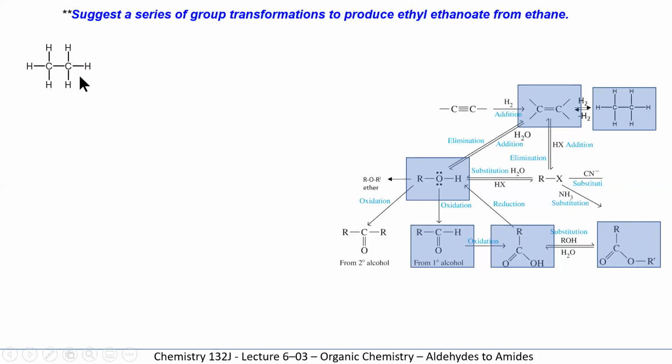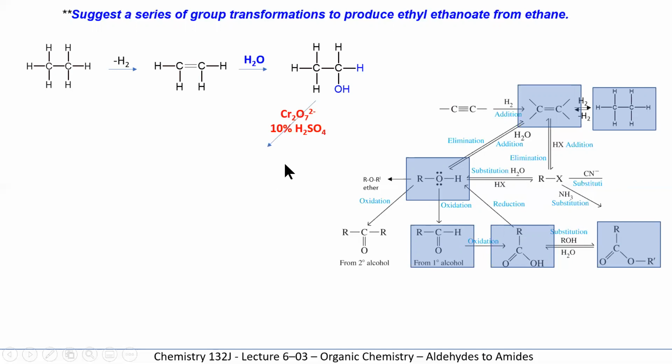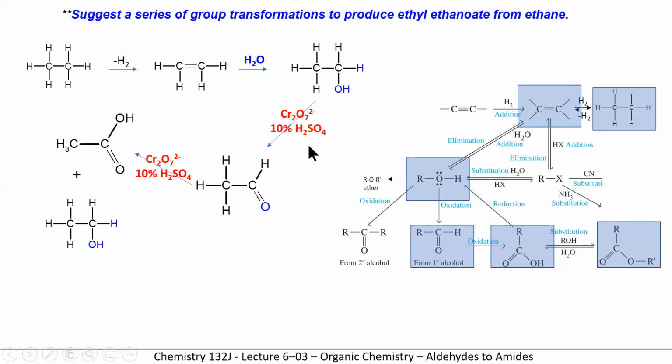So we start with ethane. We take the hydrogens off, we make ethene. We add water to it and make an alcohol, ethanol. We use an oxidizing agent like sodium or potassium dichromate, and sulfuric acid, and we make ethanal. We oxidize it further into ethanoic acid, and then we combine it with the alcohol that was previously made, ethanol, and we get ethyl ethanoate.